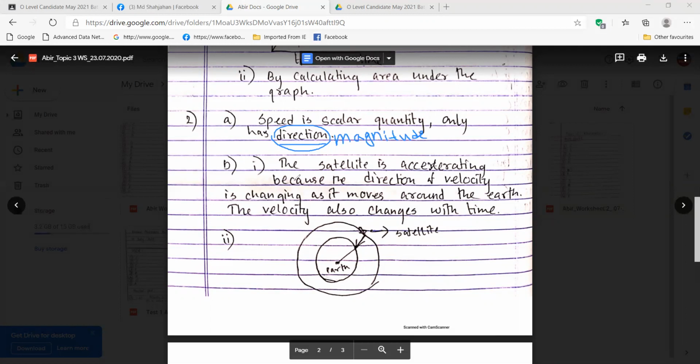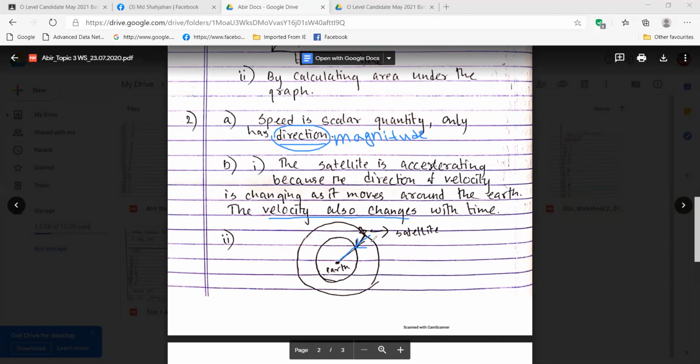Mention it please. Now here we have the satellite is accelerating because the direction of the velocity is changing as it moves around. Very good. This one is correct. But don't mess up the magnitude of velocity. The velocity magnitude is not changing. Velocity magnitude is constant, but the direction is changing, right? Yes. So as the direction is changing, that's why there is acceleration. So we are having this one, right?